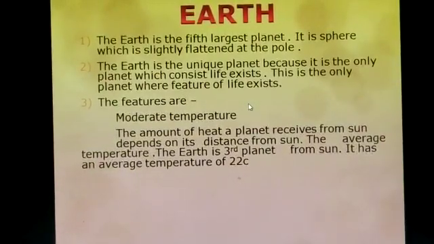The amount of heat a planet receives from the sun depends on its distance from the sun. Understood? The Earth is the third planet from the sun. It has an average temperature of 22 degrees Celsius.